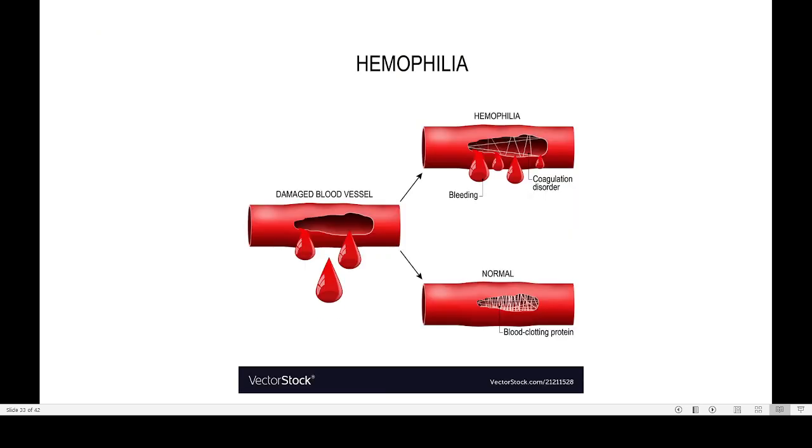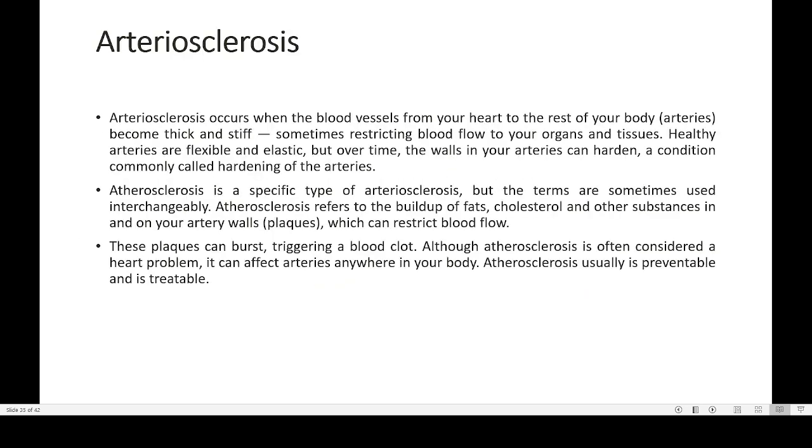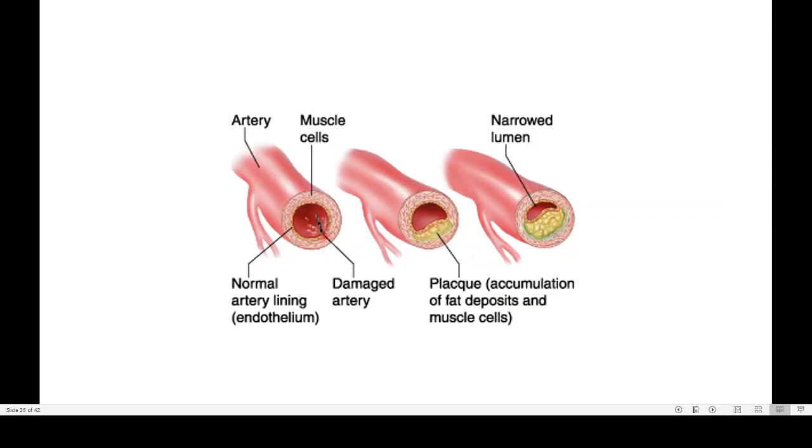Now the second disease is arteriosclerosis. This is also something you might have studied. It occurs when blood vessels from your heart to the rest of your body become thick and stiff. Here, the idea is very clear.